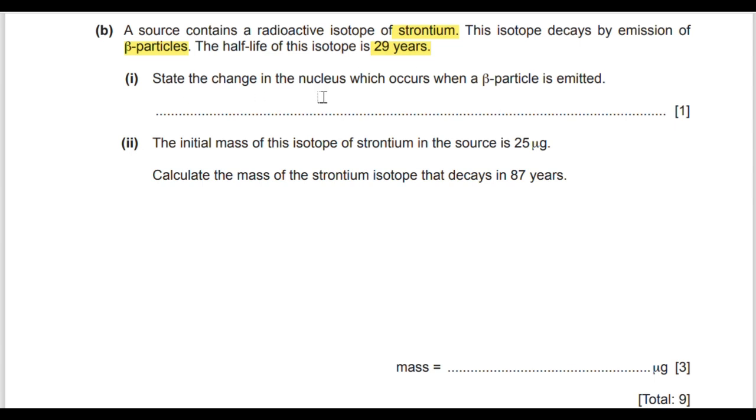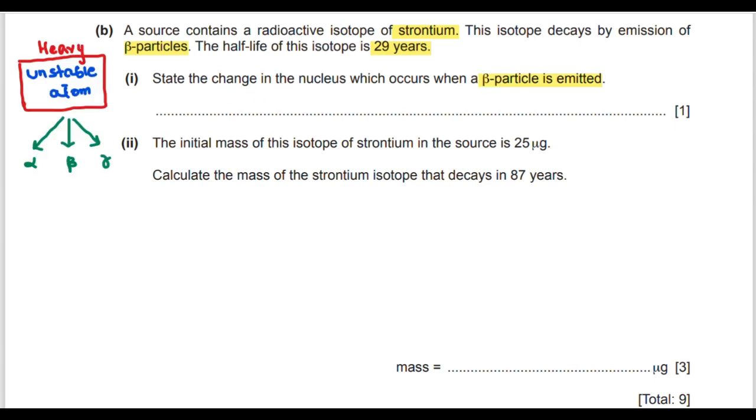State the change in nucleus which occurs when beta particle is emitted. So a heavy or unstable nucleus emits three types of particles: alpha particles when the proton number is greater than 82, and an alpha particle is basically a helium particle. And it also emits beta particles.